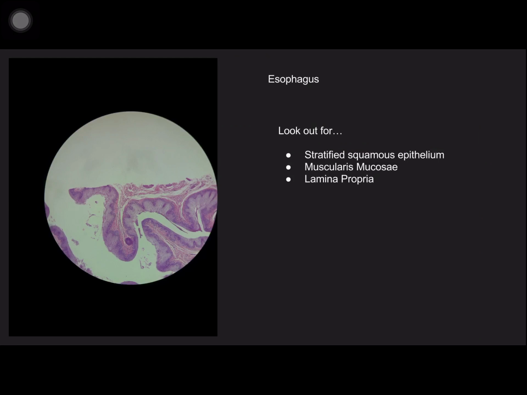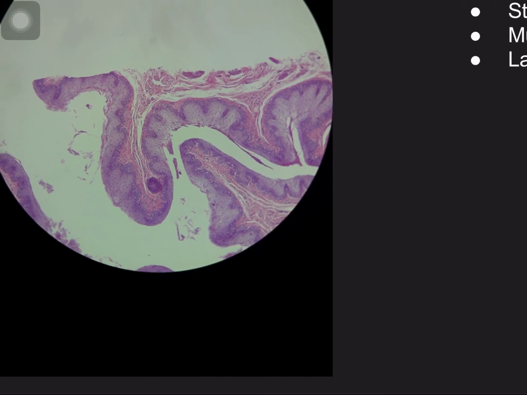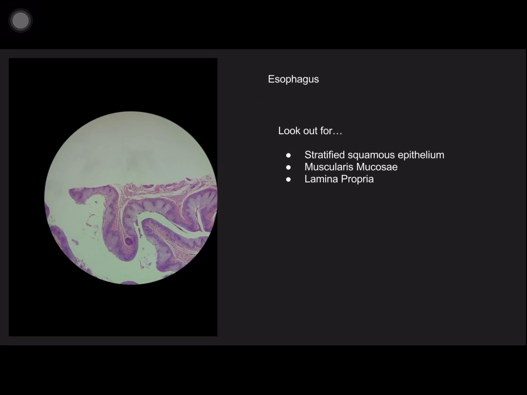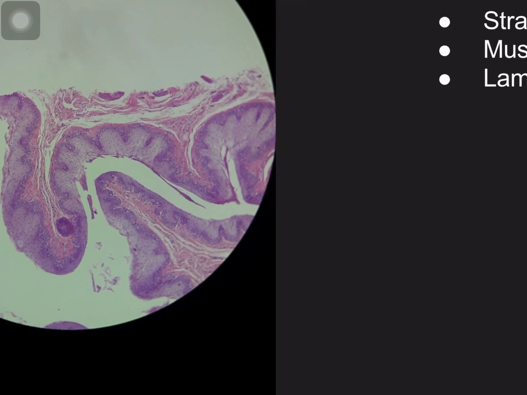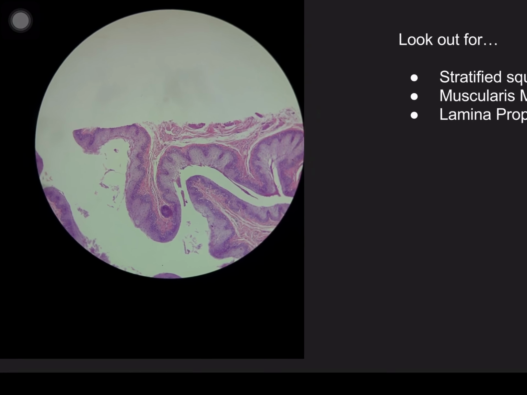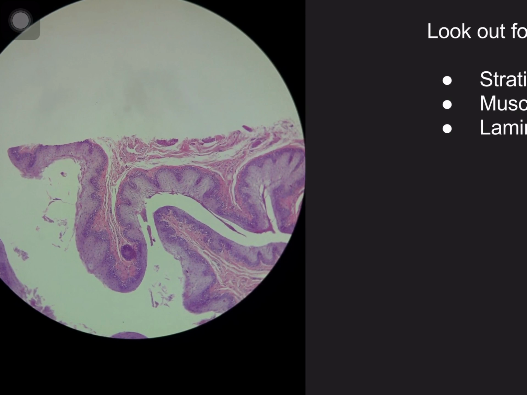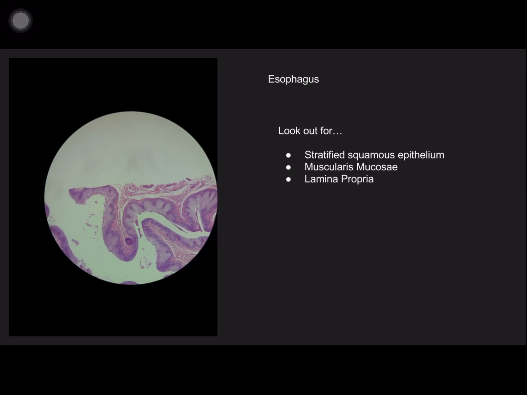The esophagus has stratified squamous epithelium for abrasion. There's muscularis mucosae. You can probably see the muscularis mucosae on the top. And there's lamina propria right under all the mucosa.